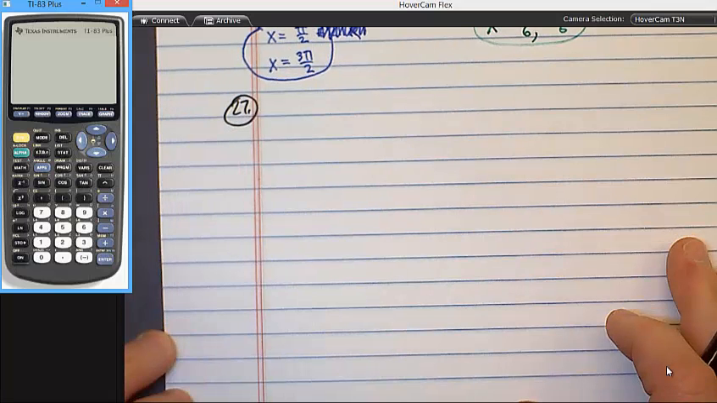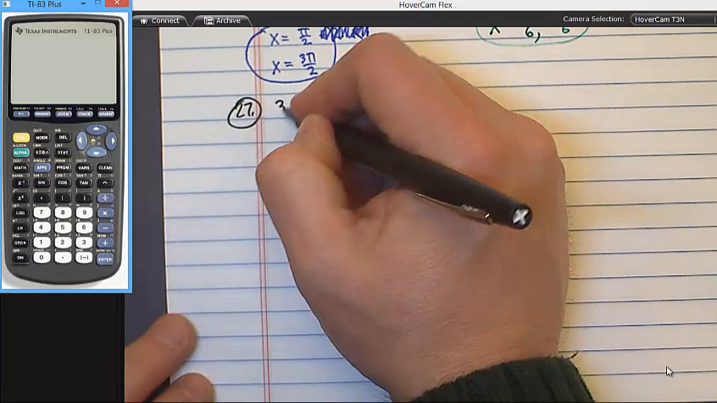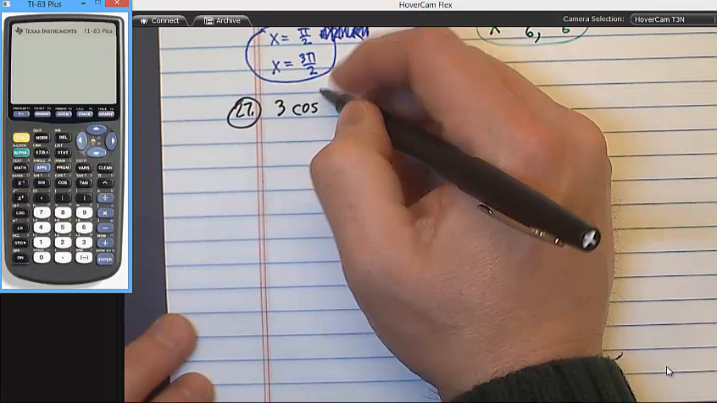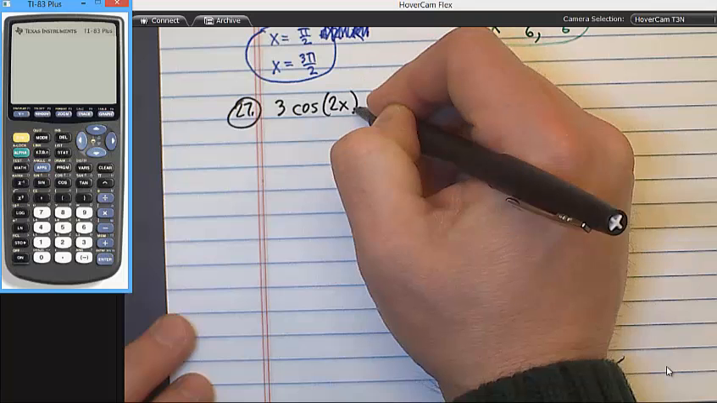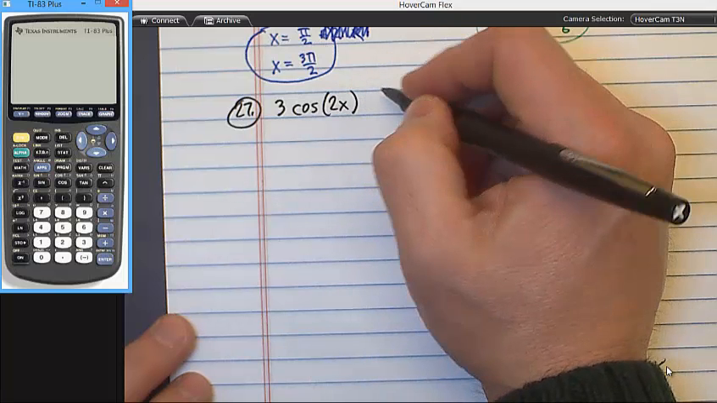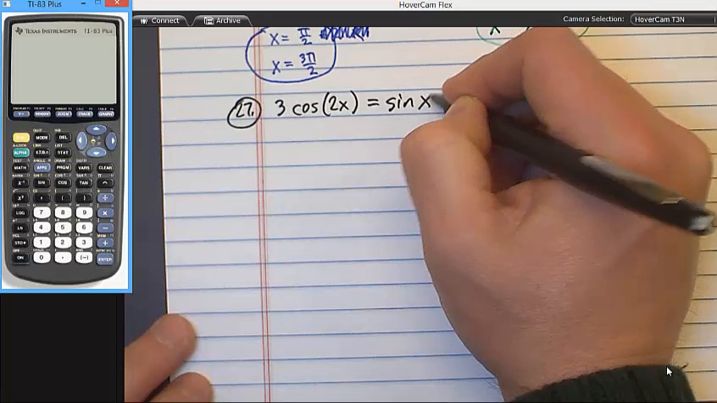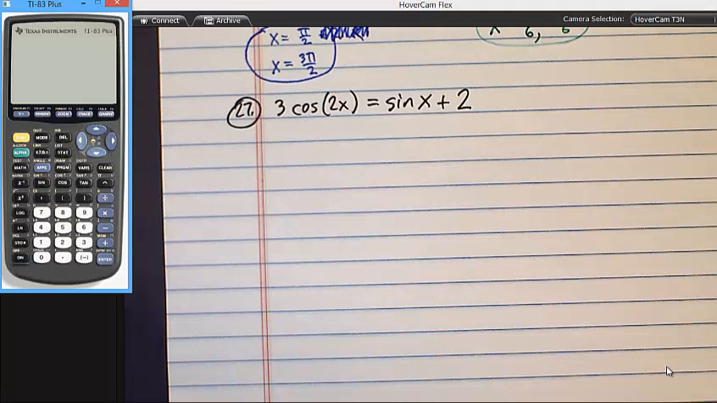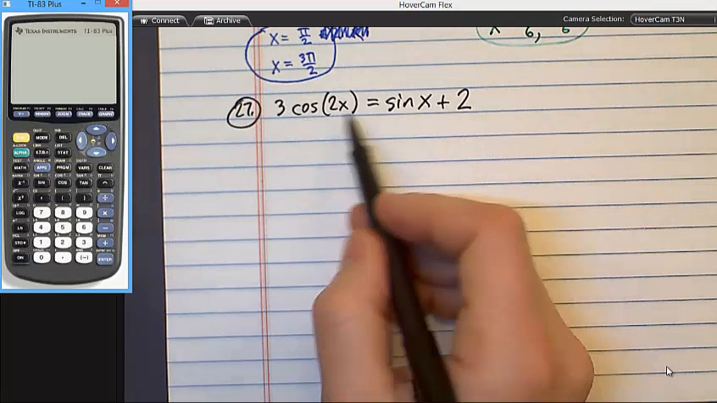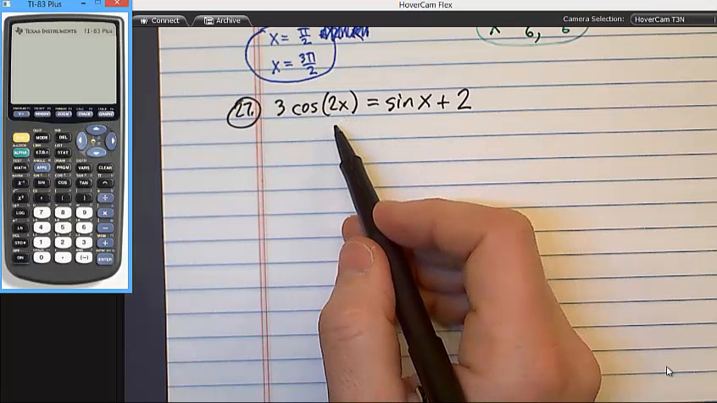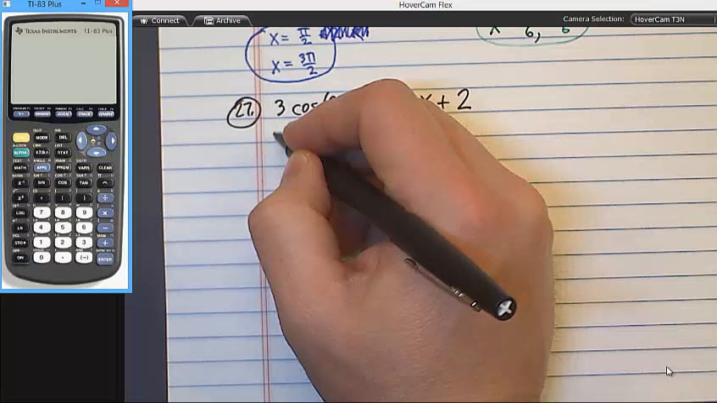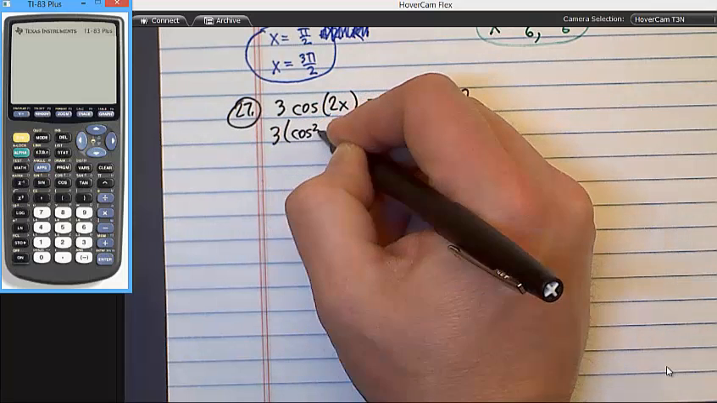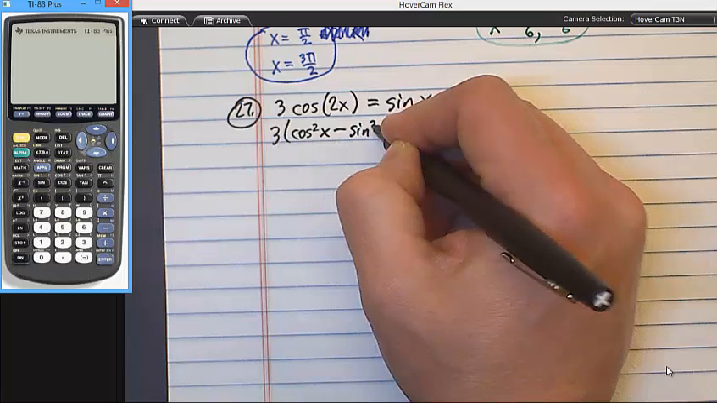So we have 3 times the cosine of 2x equals the sine of x plus 2. All right. Now I'll tell you what my first hunch would be. I know the cosine of 2x from my song. Cosine, cosine, sine, sine. My first hunch would be to do this. But if I do this, that's going to take me some time.